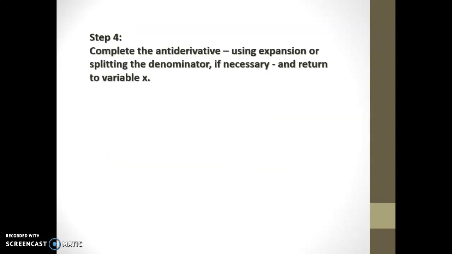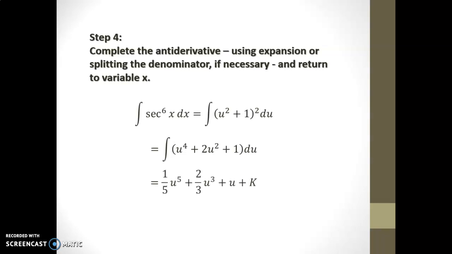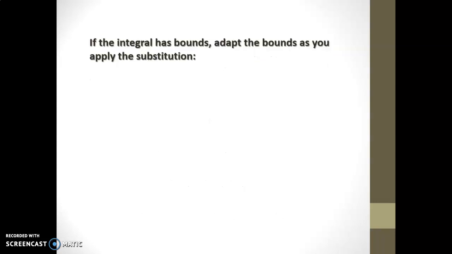In step 4, complete the antiderivative by using expansion or splitting the denominator and return to variable x. In our case, expansion is necessary in order to get individual powers of u. And lastly, the power rule can be applied to complete the antiderivative process. Finally, every u stands for tan of x, which is our way back to our original variable. If we are discussing a definite integral, then bounds can be replaced as you apply the substitution.